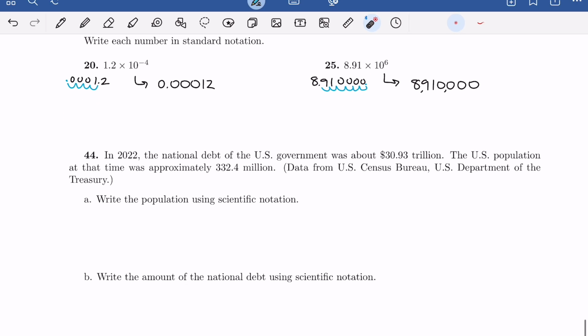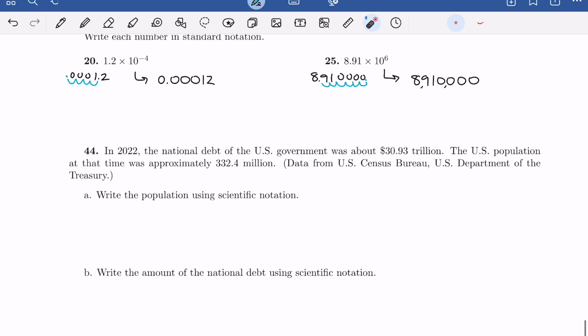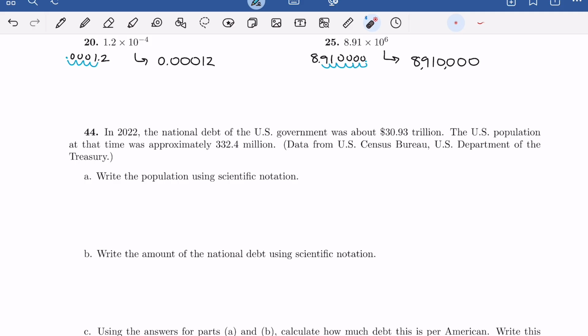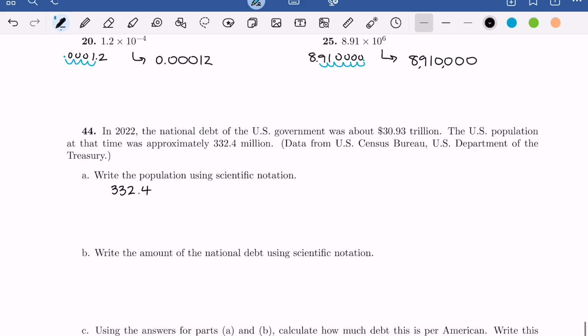Now, for this last question here, we're going to be using scientific notation and our rules for exponents to answer these questions. So in 2022, the national debt of the US government was about 30.93 trillion. The US population at that time was approximately 332.4 million. So for part A, we want to write the population using standard notation. So we have the population is 332.4 million. So this looks like 332 million and 400,000.